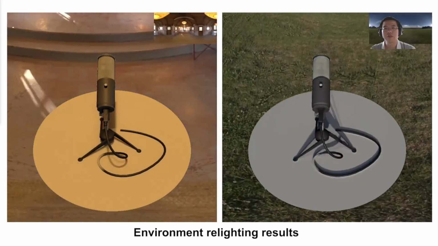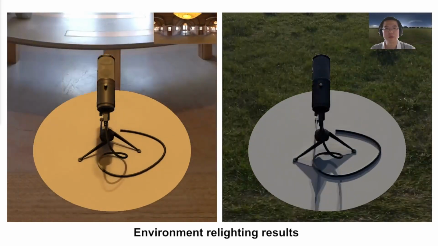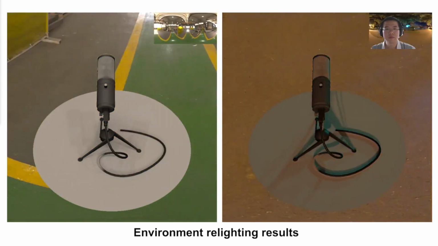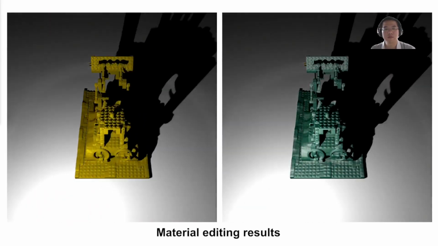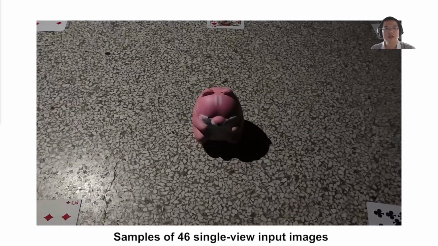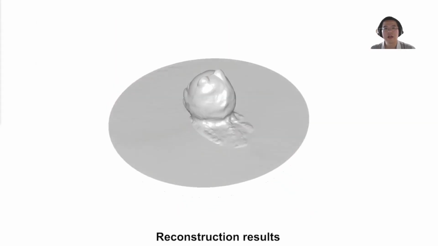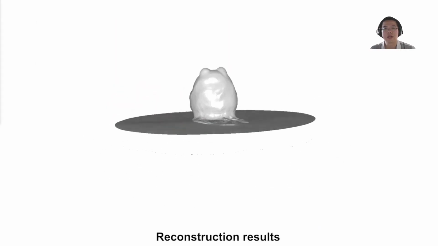We can relight the reconstructed results given an input environment map. Our method also supports editing the material and synthesizing related results afterwards. We also test our approach on real-world data and find that the results are still accurate and robust.